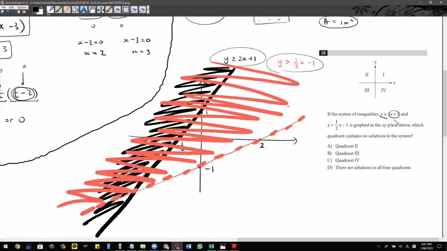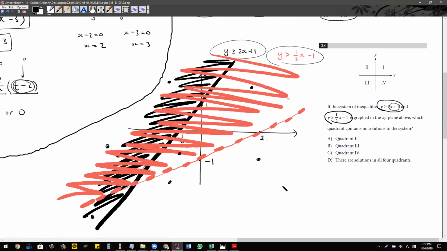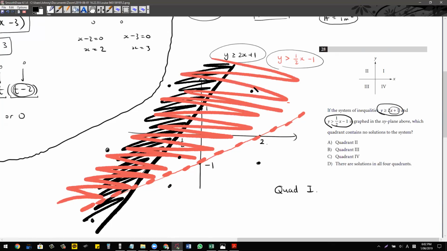Now, the solution to this system of inequalities is basically the region that satisfies both of these inequalities. So a point over here, does that satisfy these two? No, it's only in the red, right? What about a point over here? Yes. Over here? No. Here? No. Here? Yes. So let's have a look at quadrant 1. If you divide this into 2 parts like this, here it does satisfy, but here it doesn't. So some do, some don't.